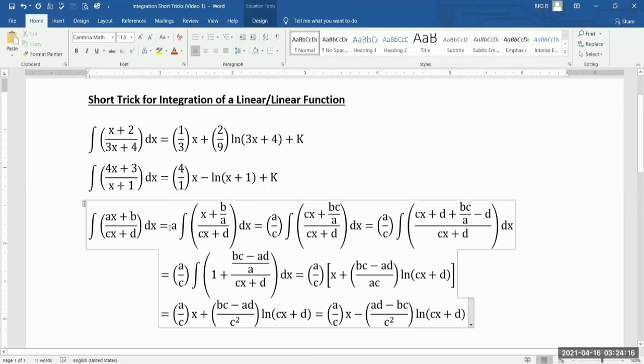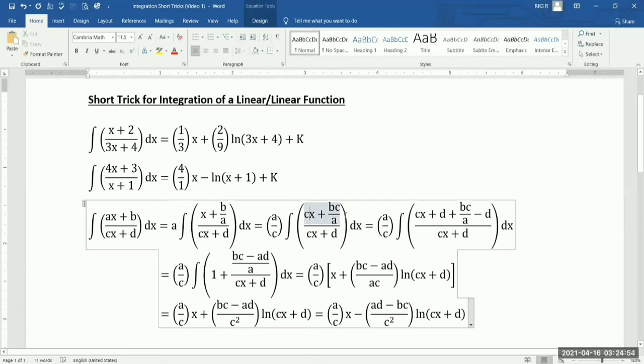So how am I going to do this, let's see. First I'm going to rearrange this function so that cx + d appears in the numerator. For this, I'm going to take a common from the numerator, so this will become this. Then the coefficient of x in the denominator is c, so I want the coefficient of x in the numerator also to be c. That's why I'm going to multiply by c in the numerator and divide by c also.